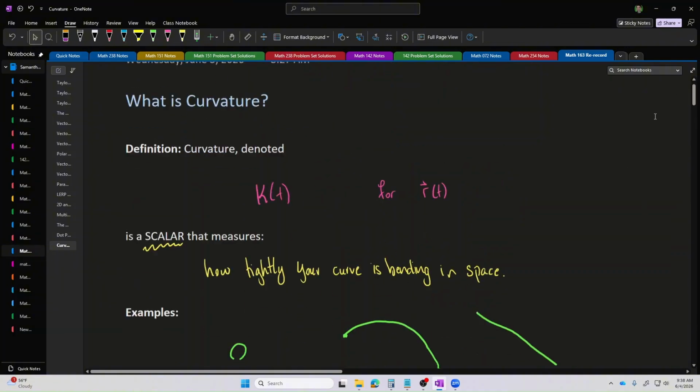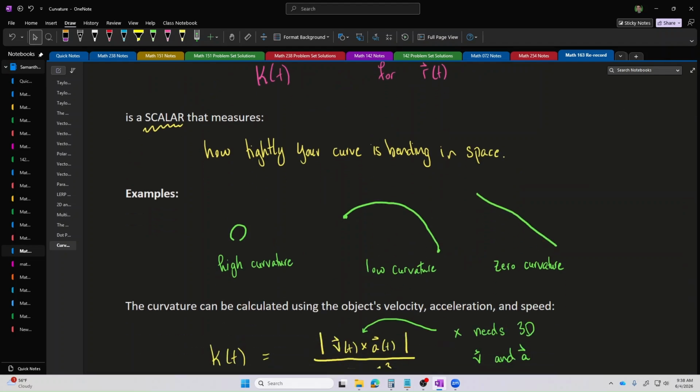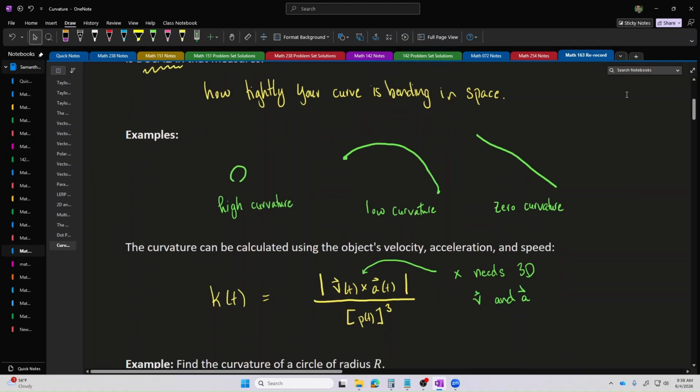That concludes this video. Curvature, denoted K of t or kappa of t, is a measure of how tightly your curve is bending in space. So if you have, for example, a circle of a small radius, that's going to have a large curvature. If you have a circle of a big radius, that's going to have a low curvature. And if you have a straight line, that doesn't have any curvature at all.